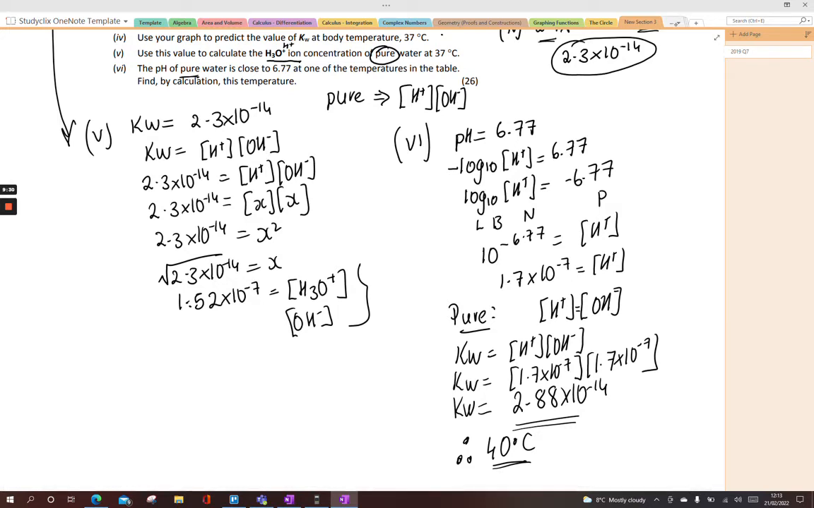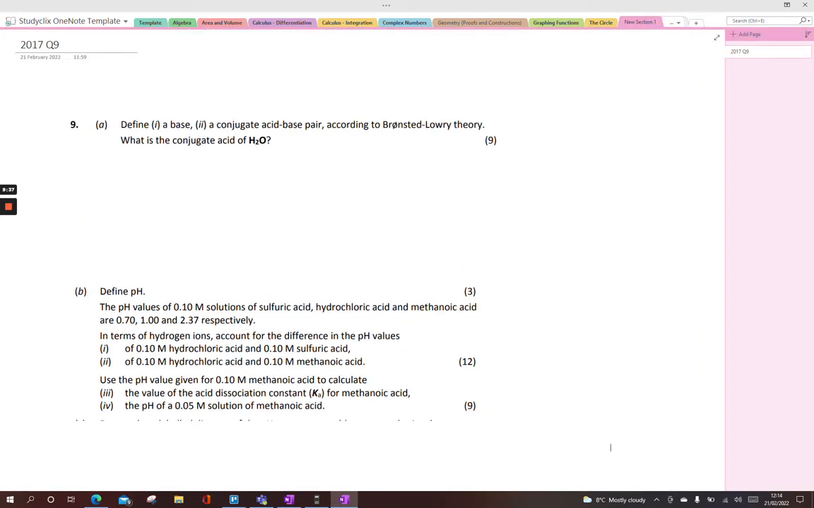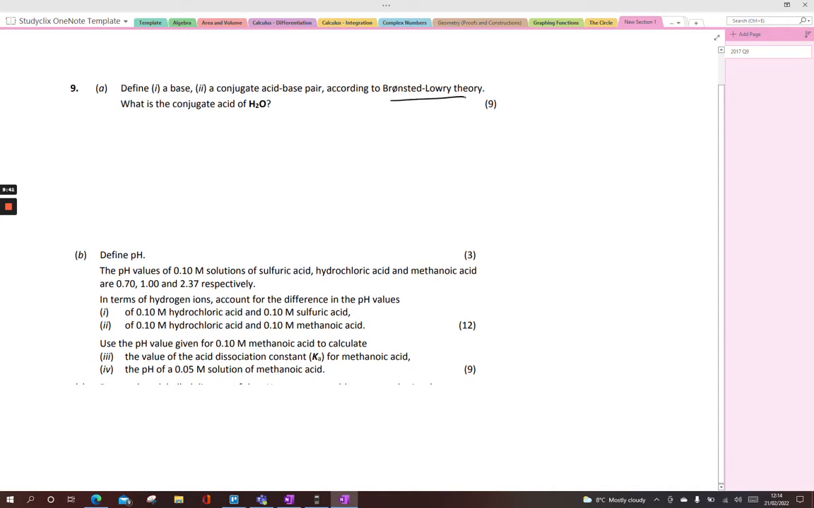One more set, we'll look at 2017 for ourselves now. So 2017. Again, a wee bit of theory at the start. Define a base according to Bronsted-Lowry theory. A Bronsted-Lowry base is a proton acceptor. So learn them perfectly. A conjugate acid-base pair is an acid and a base that differ by a proton, or an acid and base that differ by the presence or absence of a proton.